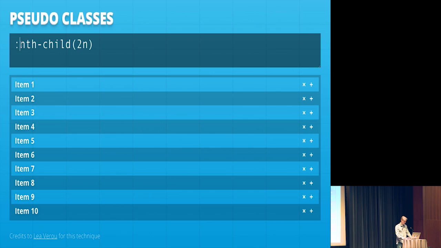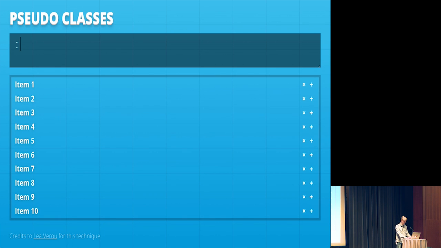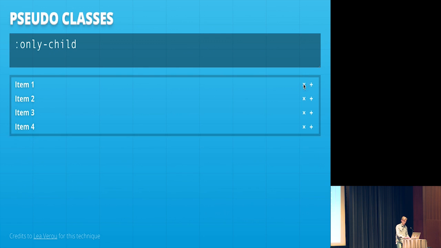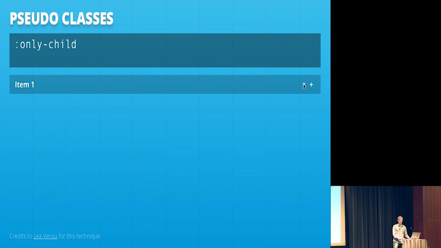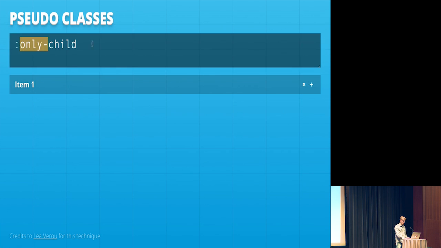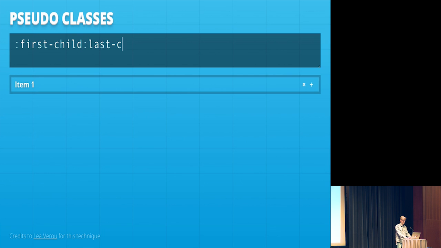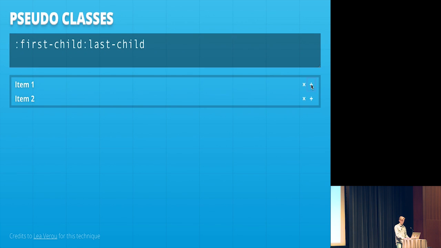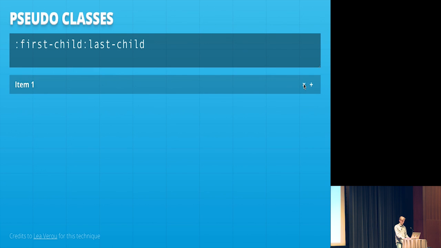But there are also other types of structural pseudo classes like this. So there's actually something like only child. If I now reduce the list to one element, it only selects that one, and only when it's the only element inside that list. But this is curiously just a special case of this plus this. So that's the same thing. So now it matches the elements when there's only one of those.